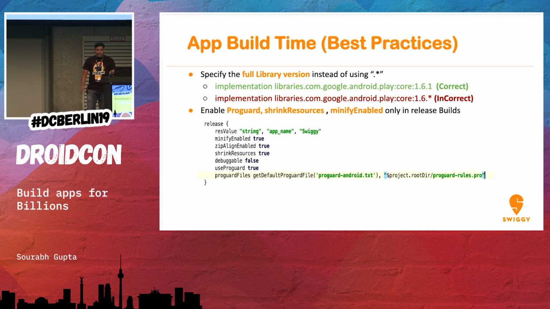We started applying the full version for libraries. If you are using a library, avoid providing .star. Give the full version of the library. It will avoid downloading and checking for the latest version of that library. We have the release version where we enable ProGuard, shrink resources, minify, everything, but not on the debug build.